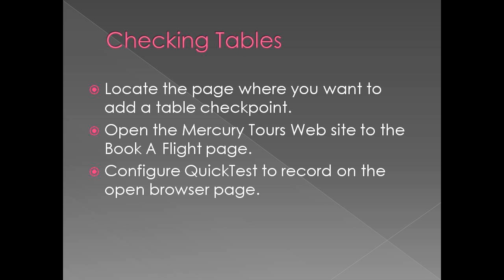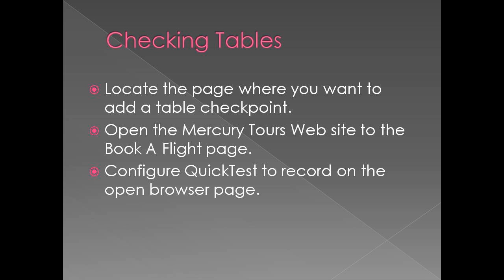In this section, you will add a table checkpoint to check the cost of the outbound flight, as displayed in the Book a Flight Mercury page. 1. Locate the page where you want to add a table checkpoint. A. In the test flow pane, double-click the Book a Flight action if the action is not already open. The action is displayed in the keyword view.